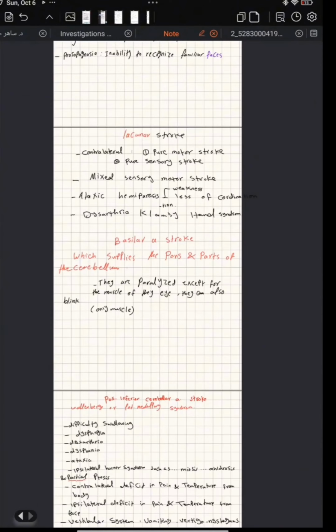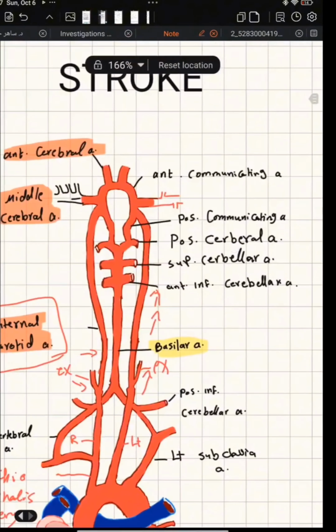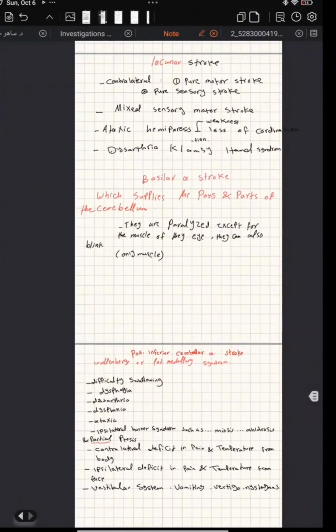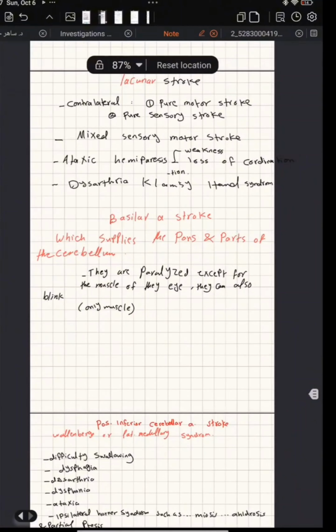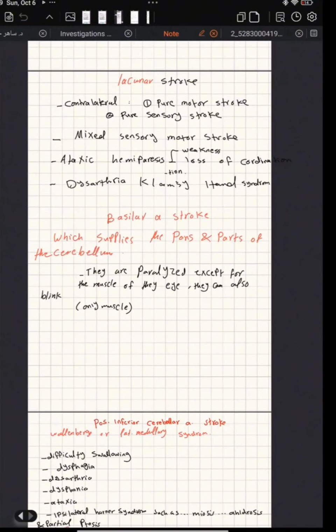Okay, basilar artery stroke. This is the basilar artery here. This is the basilar artery, which supplies the pons and parts of the cerebellum, or call it locked-in syndrome. It's a rare disorder, and thank God, fortunately rare, because the patient here is paralyzed, except for the muscles that control the eye movement. And he is conscious, aware, and he can think and reason but cannot move or speak, although they may be able to communicate with blinking eye movement. Okay? This is the saddest.